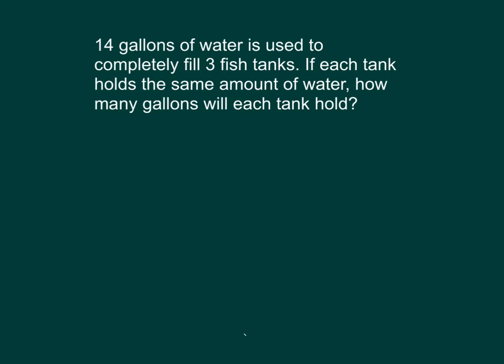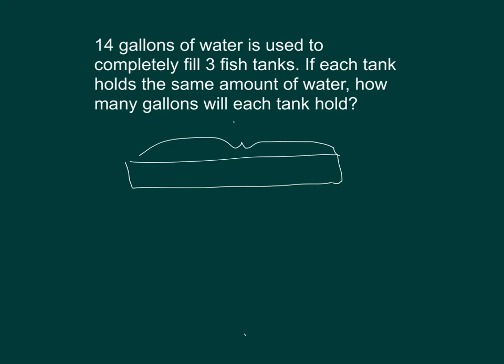"14 gallons of water is used to completely fill 3 fish tanks. If each tank holds the same amount of water, how many gallons will each tank hold?" I have a tape diagram. The whole part of the tape diagram is what? Right, 14. And we're dividing it into how many parts? 3. Each of those parts are equal, representing how many gallons each tank can hold. So that's what I'm solving for.